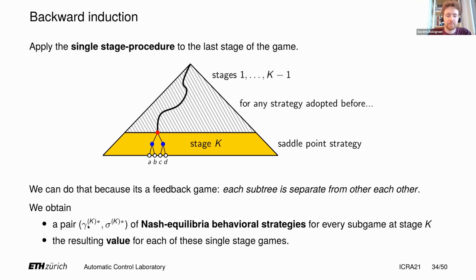So you can find a gamma K star and a sigma K star, which are the Nash equilibrium strategies for the subgames at the stage K. These are going to be different for every subgame, right? You have one per each. They are just separate games that you can solve. And for each of them, you will have a value. Now, it can be a value per player if it's a non-zero sum game, or a single value for both if it's a zero-sum game.